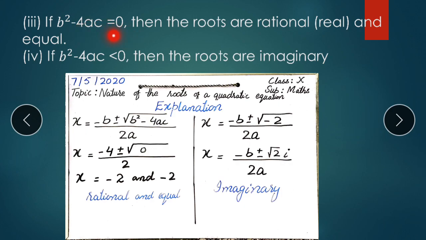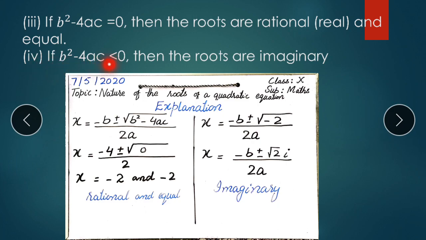If the discriminant is equal to 0, then the roots are rational, real and equal. This is the only case where the roots will be equal, and this is because the discriminant is 0. If you add or subtract 0, it will not affect the result. So hence we will have equal roots, and the roots are rational. Why? Because minus 2 can be written in fraction form.